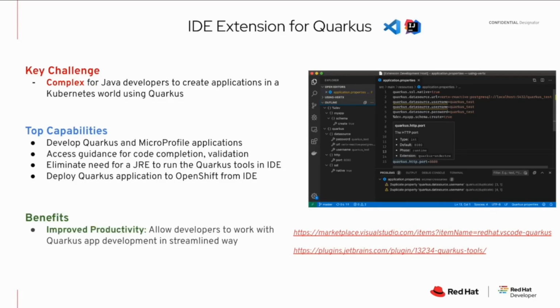So as you can imagine, one of the biggest benefits is you're fast. Your productivity goes up. Developers can now work with Quarkus apps in a very seamless, easy way directly from the IDE of their choice. So the links there will show you the plugins that we have for VS Code and for the JetBrains ecosystem.